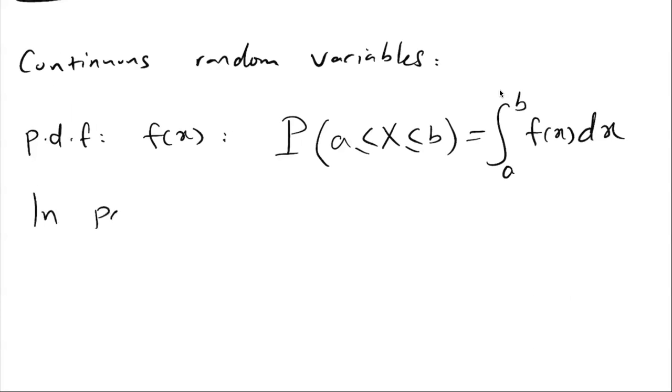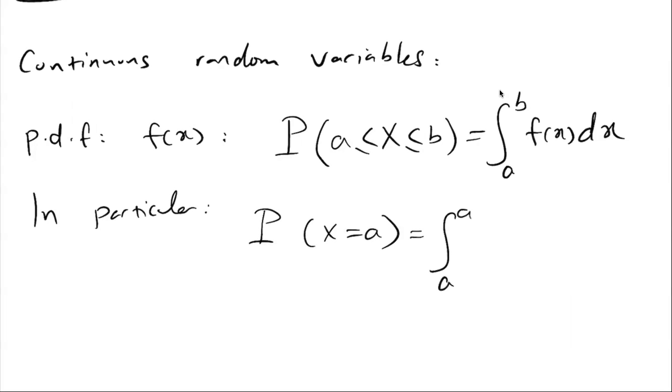And in particular, we saw that the probability that x is equal to some number a means the integral from a to a of this PDF function. And the integral from a to a of any function is always 0. So any individual probability is 0. So the probability of x being exactly equal to any number is 0. But instead, the probability that x is between two numbers can be non-zero and can be found with this integral.